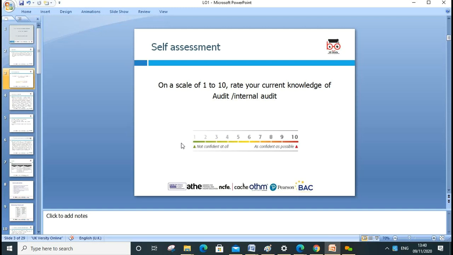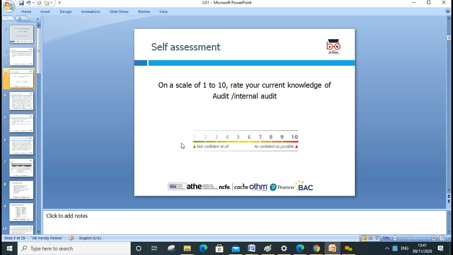I think it's about 3 or 2. Okay, 3 and 2. Yes, that's fine, because you have never learned about audit, but you have a general concept.